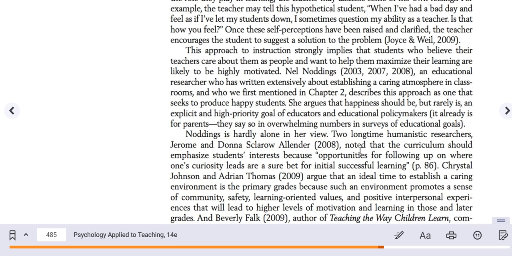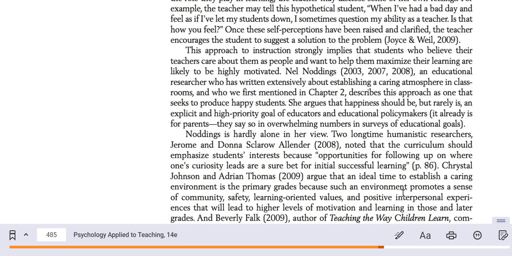Nel Noddings, an educational researcher who has written extensively about establishing a caring atmosphere in classrooms, and who we first mentioned in Chapter 2, describes this approach as one that seeks to produce happy students. She argues that happiness should be, but rarely is, an explicit and high priority goal of educators and educational policy makers. Noddings is hardly alone in her view.